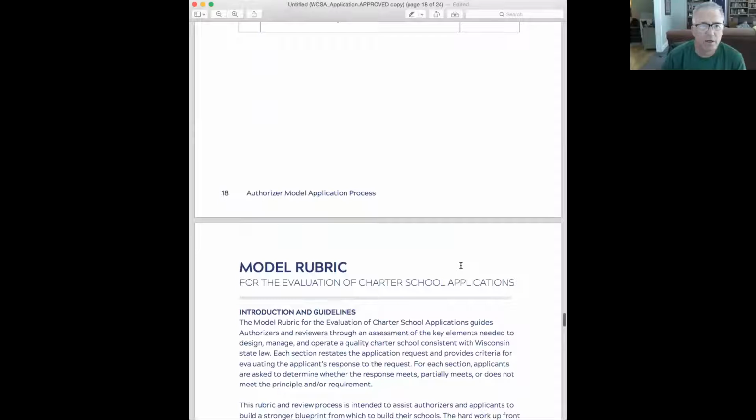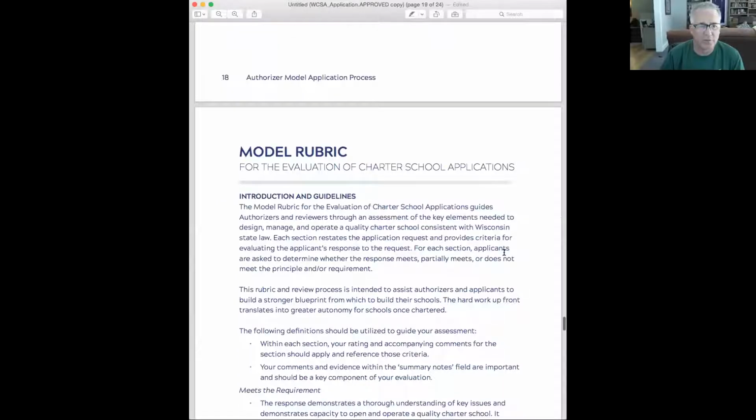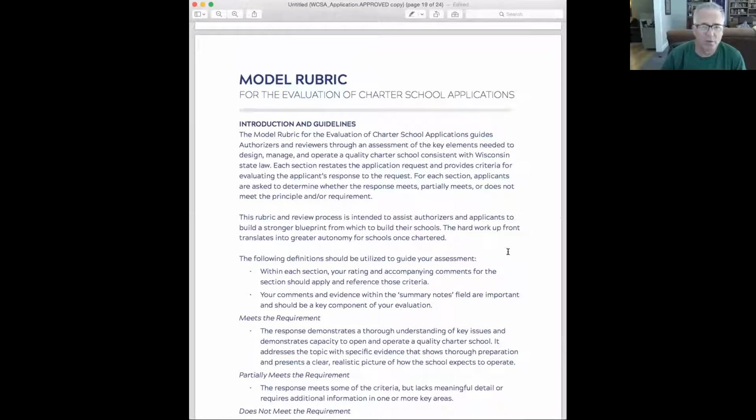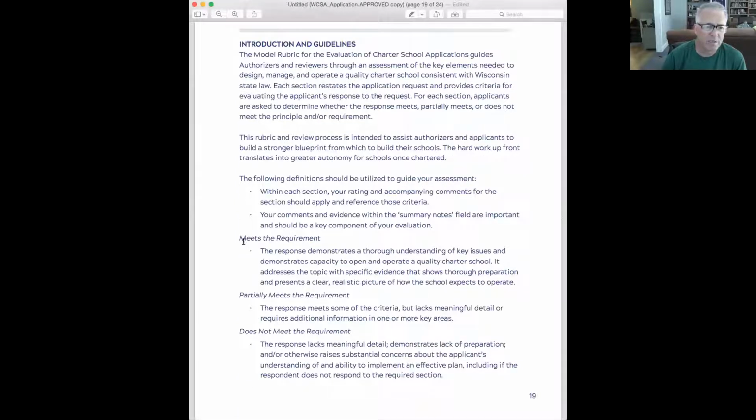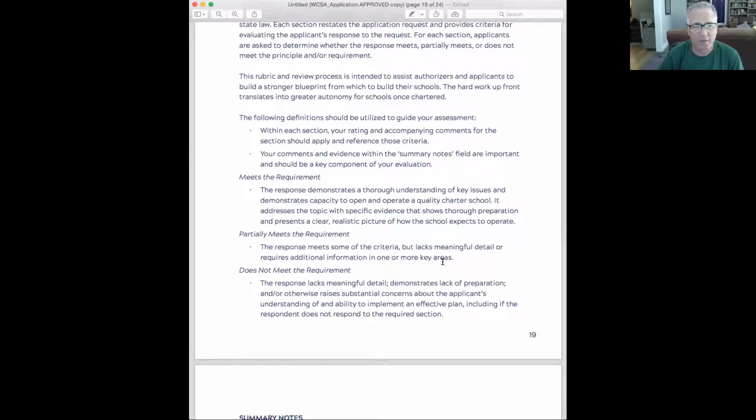Again, I think the word model is really important as we keep looking at these things, is that these are not mandates from anywhere. These are examples of high quality behaviors that authorizers can use to communicate with people who would like to work with them to build new schools. Something as simple as evaluating the sections of those applications above, potentially using a 3-step rubric: meets, partially meets, does not meet. Some of the logic behind that was the partially definitely gives you the opportunity to discuss things.